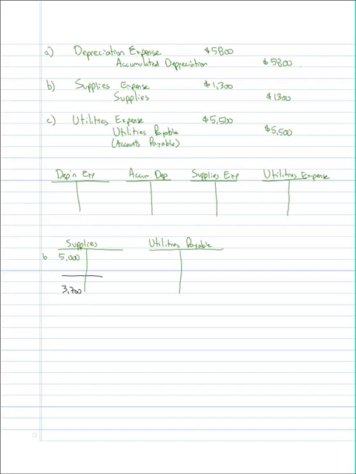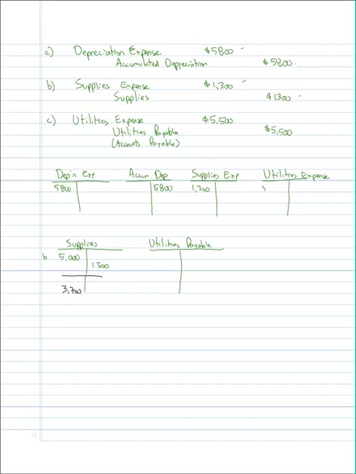So our posting of adjusting journal entries works exactly like our posting of regular journal entries. The debit of depreciation expense goes to our depreciation expense account, and the credit to accumulated depreciation credits our accumulated depreciation account. Our debit to supplies expense records the use of the $1,300 of supplies, and our credit here to our supplies asset account reduces our asset account down from $5,000 by $1,300 to what the new total will be of $3,700.